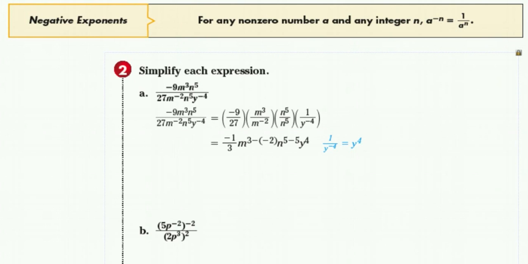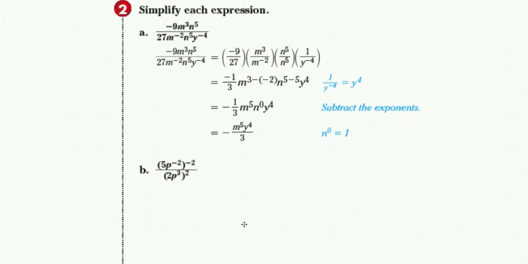Let's simplify further. This becomes now negative 1/3, and then 3 minus negative 2 is 5. This becomes n to the 0 power and y to the fourth. And we know that n to the 0 is 1, so this becomes negative 1/3 times n to the fifth, y to the fourth. Now, why did 1 disappear? Because if you multiply 1 times n to the fifth, y to the fourth, this is all you're going to get, all over 3. And that is the simplest form.